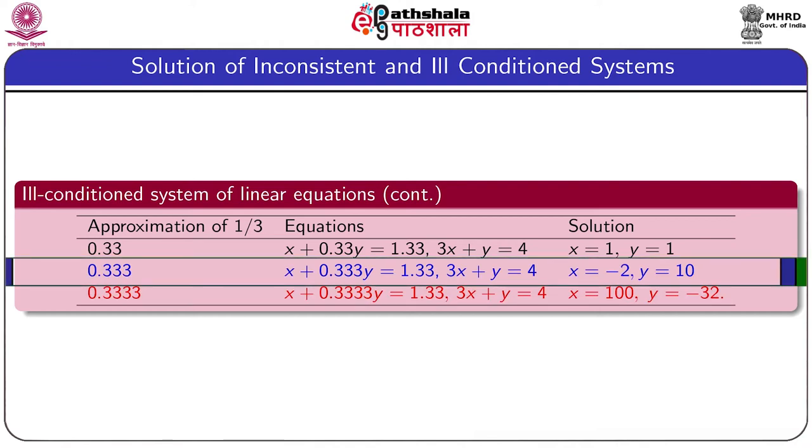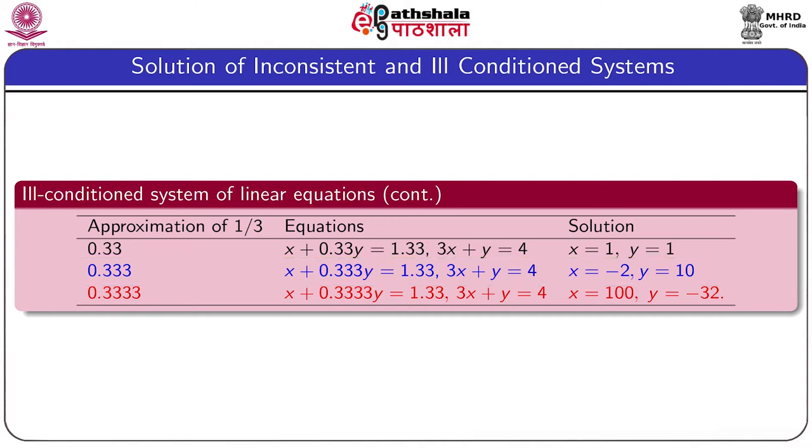And in the next case, if we approximate 1/3 as 0.333, then the first equation is changed to x plus 0.333y equal to 1.33. The second equation is unchanged. And the solution of this system of equations is x equal to minus 2, y equal to 10. And if we consider 1/3 equal to 0.33333, then the first equation reduces to x plus 0.3333y equal to 1.33, and the solution of this system of equations is x equal to 100, y equal to minus 32.